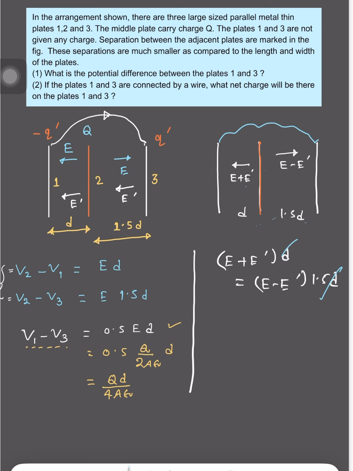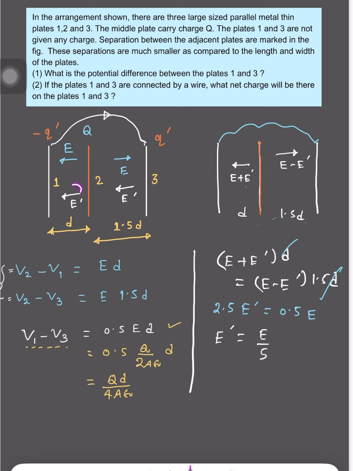We can simplify it, then we will get 2.5 E dash equal to 0.5 E. Yes, 1.5 will come. So from here we can get E dash as E upon 5, and E dash is how much? We have just written here.